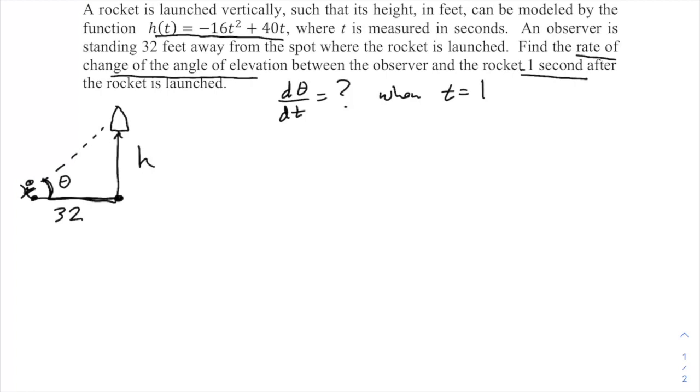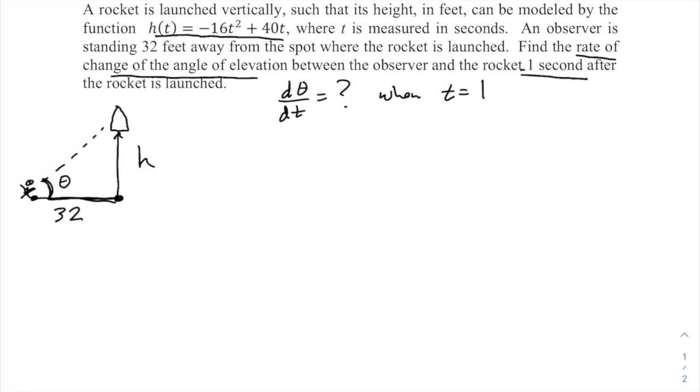Okay, so let's take a look at what we've got going on here. Hopefully you can see theta is changing, h is changing, 32 is fixed. How can I relate these three quantities? And by the way, the hypotenuse would be changing also if the question were to ask a variation of, say, how is the distance between the person and the rocket changing after 1 second? Then I'd be looking for the rate of change of this variable. But they don't mention that, so I'm going to set it up using these three quantities.